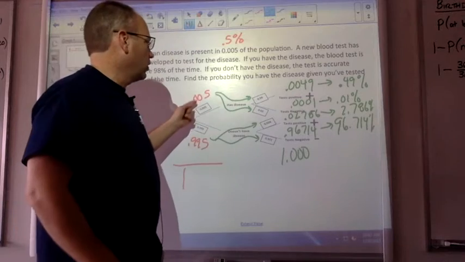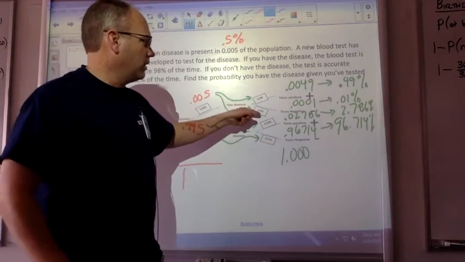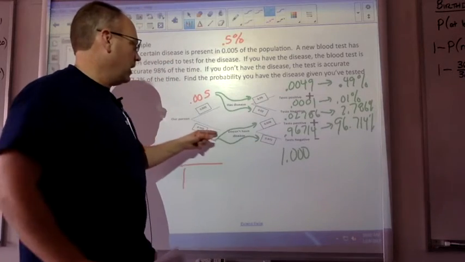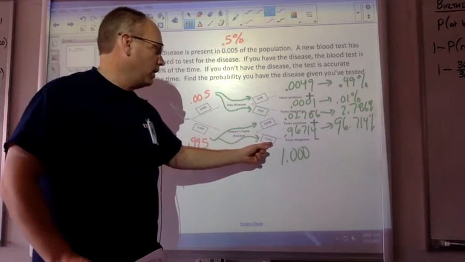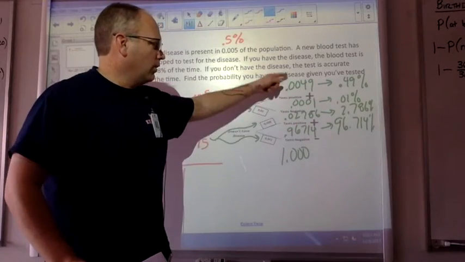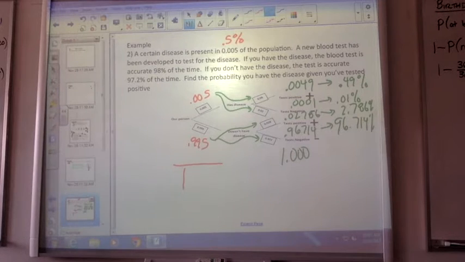Your next branches, you multiply the 0.05 times the 0.98. You multiply the 0.005 times the 0.02. Multiply the 0.995 times the 0.028. You multiply the 0.995 times the 0.972, and you get those. If you add those values up, you wind up with 1. I just converted them to a percent. Sometimes that becomes nicer if people do that, but it's not necessary. Okay, so that's just the diagram of how this would work, the separation.